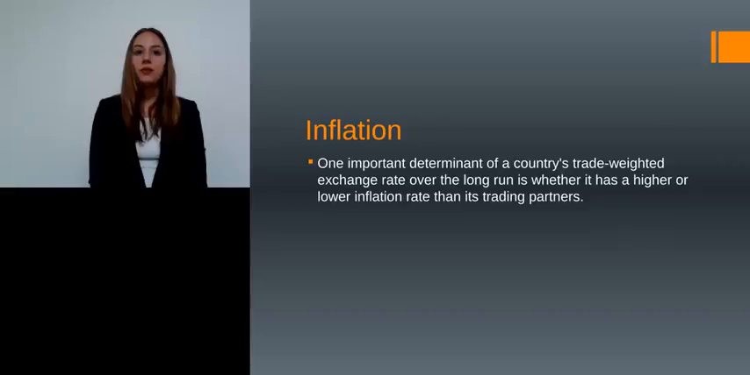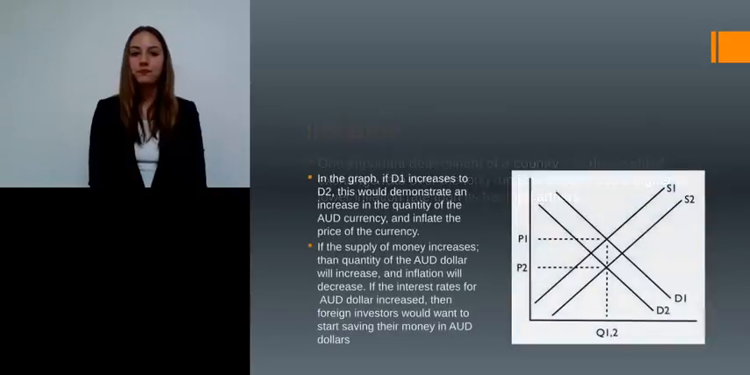Inflation. One important determinant of a currency's trading weighted exchange rate over the long run is whether it has a higher or lower inflation rate than its trading partners. The theory of purchasing power parity suggests that the exchange rate between two countries will adjust to ensure that the purchasing power is equalized in both currencies. If a country's inflation rate is persistently higher than its trading partners, its trading weighted exchange rate will tend to depreciate to prevent a progressive loss of competitiveness over time.